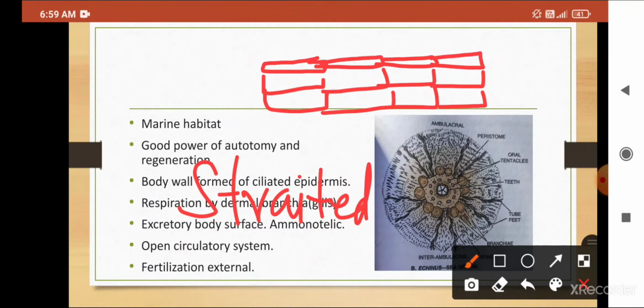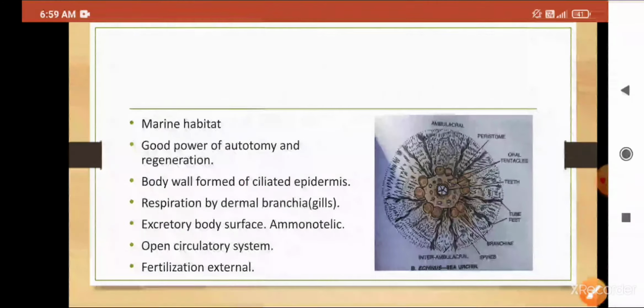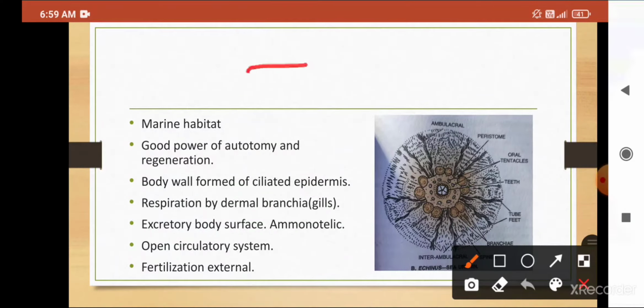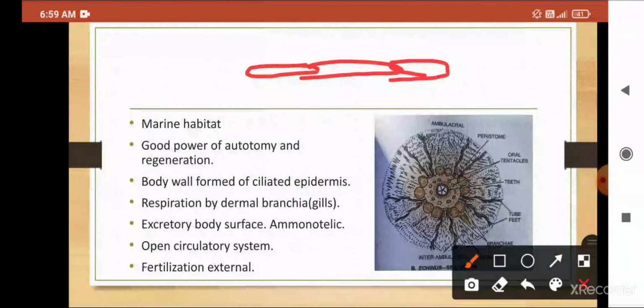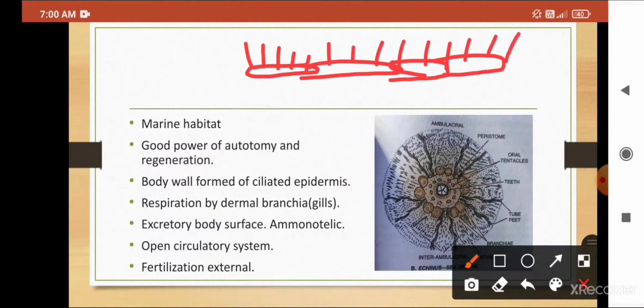Stratified means in many layers, but here what is this? This is ciliated. Look at this. If this is the epidermis or epithelial layer, and the epithelial cell or layer has a cilia-like structure, that is a hair-like structure, such kind of epidermis is known as the ciliated epidermis. I hope you got it.